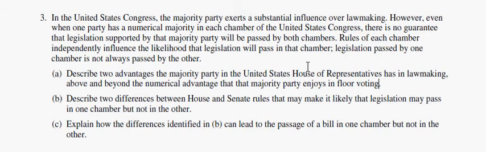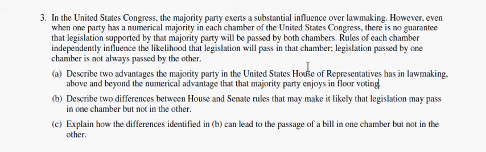Describe 2 advantages the majority party of the United States House of Representatives has in lawmaking. For each correct answer you would describe, you would get a point. Again, describe 2 advantages the majority party has in lawmaking above and beyond the numerical advantage that the majority party enjoys in floor voting. That's 2 points. Part B, describe 2 differences between the House and Senate rules that make it likely that the legislation may pass in one chamber or the other. Again, you would get 1 point for the first describe and 1 point for the second.